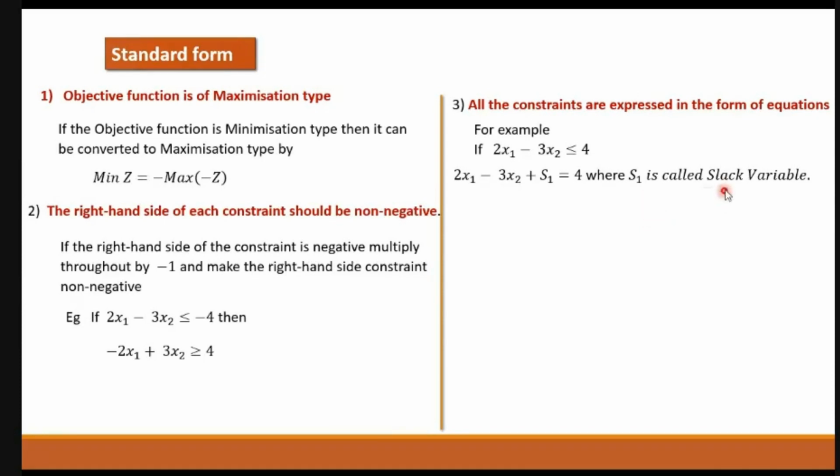If something is less on the left hand side, to make it equal, we are adding something on the left hand side so that both the sides are equal. So 2x1 minus 3x2 plus s1 equal to 4. This s1 is called a slack variable. Suppose you have the opposite, then what do we do? Left hand side is greater than the right hand side.